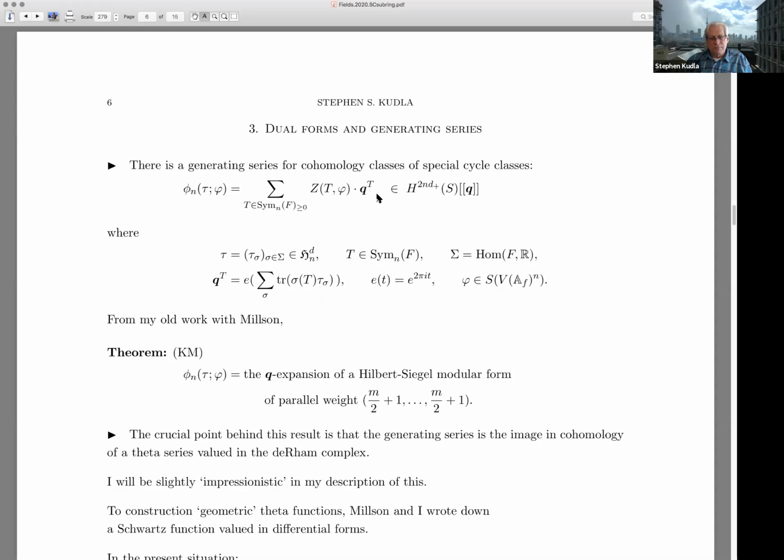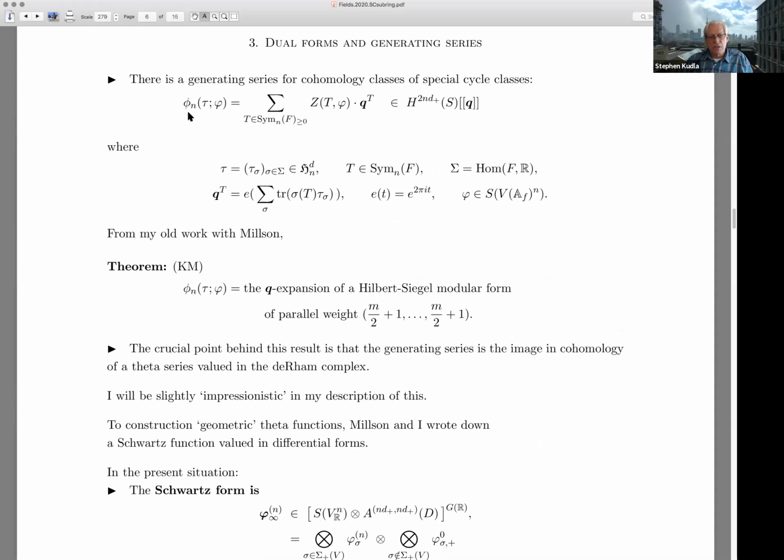So you make this formal q series. But what my old work with Millson shows is that this formal q series is actually the q expansion of a Hilbert-Siegel modular form of parallel weight m/2 plus 1. And so this is actually a modular form, a Hilbert-Siegel modular form, valued in cohomology. Now here, of course, phi is going to be fixed under some compact open subgroup K. And so you could really take this as living in the cohomology of the Shimura variety at level K, if you prefer a finite dimensional coefficient space.